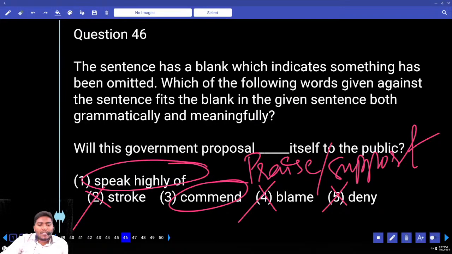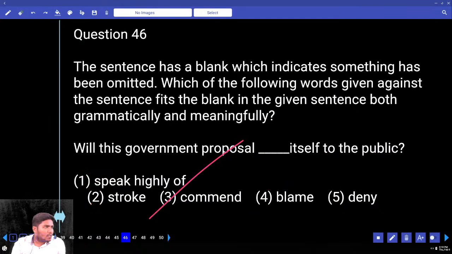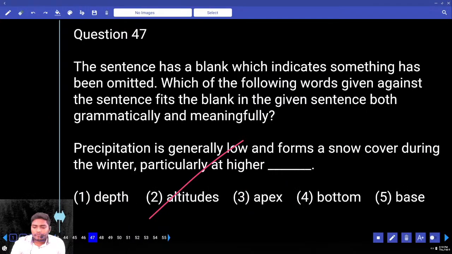Now, will this government proposal speak highly of itself to the public or commend itself to the public? Out of these two, which one can we use here? Are we speaking about the phrases or are we speaking about only V1 here? Only V1. So, the answer comes with the third one. Move to 47.